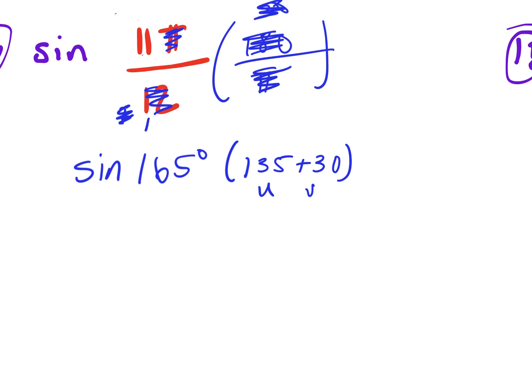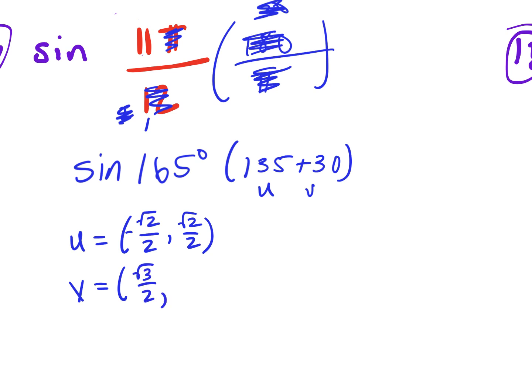Here's my u, here's my v. U is my 135 degrees. What is the ordered pair for 135 degrees? X is negative, y is positive? Okay. And what about my v? My 30. Square root of 3 over 2 and 1/2. Good. So again, remind yourself, all right, this is my cosine value. This is my sine value. And then tell me the formula.